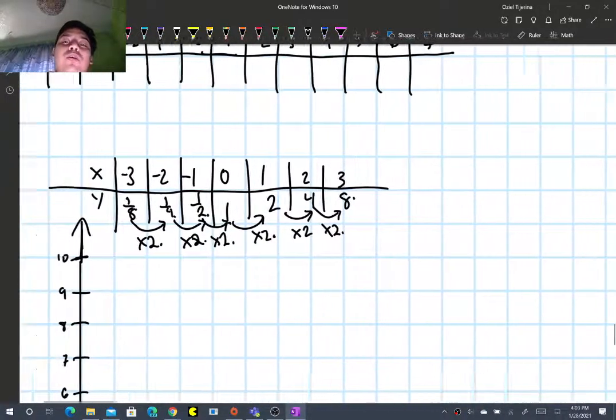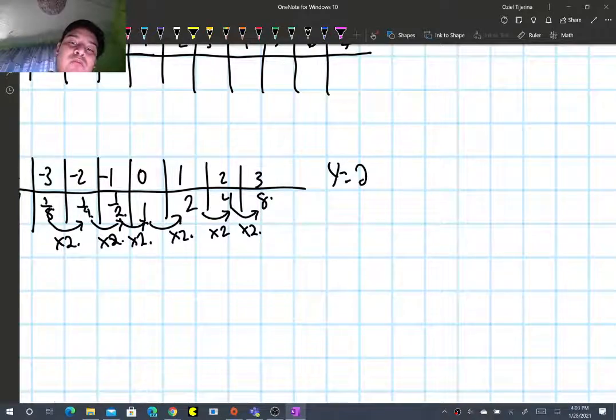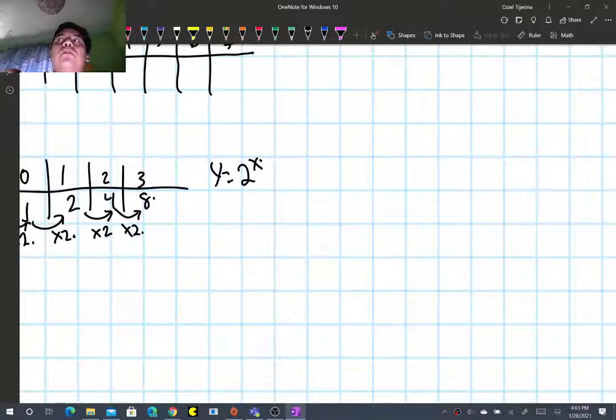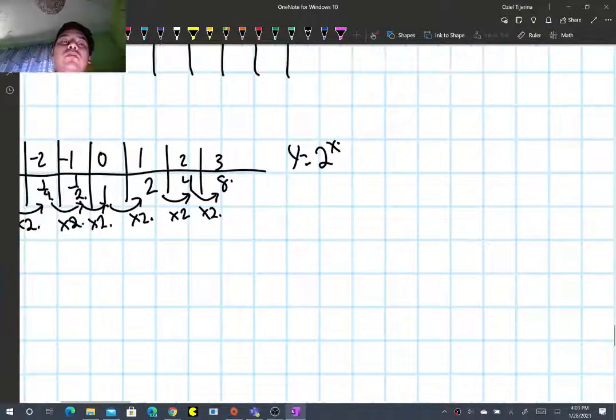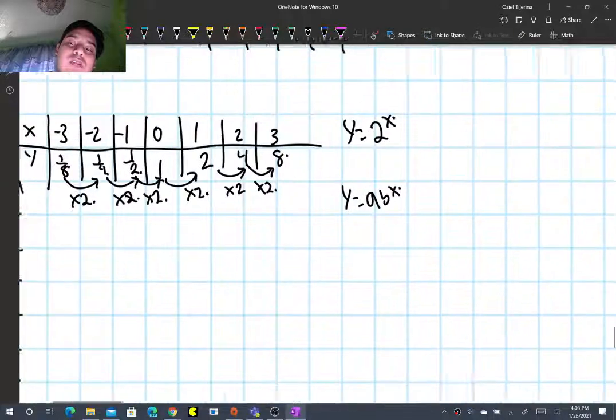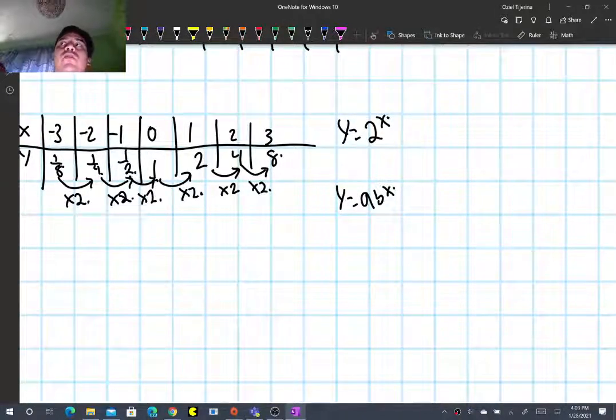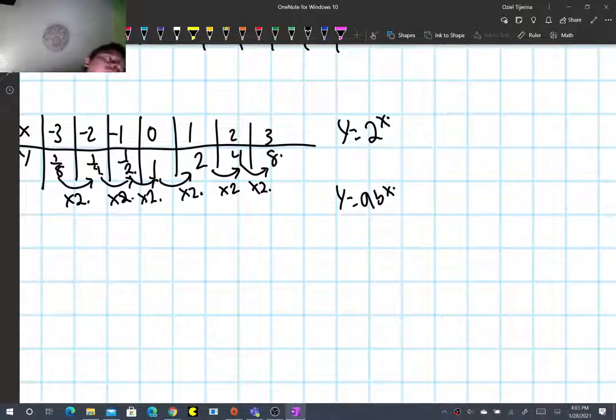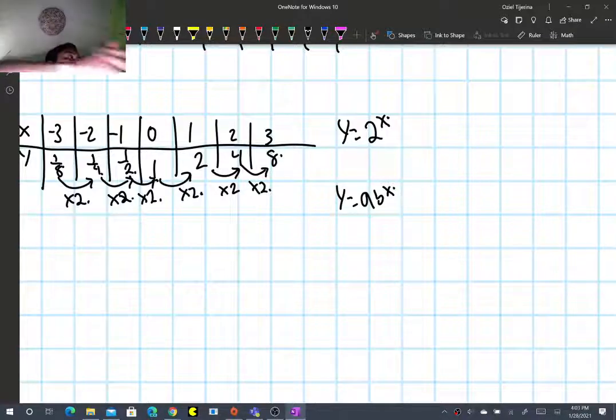Now, notice how we have y equals 2 to the x. That means that basically we have y equals ab to the x. And so we would say something along the lines of, so let's see.